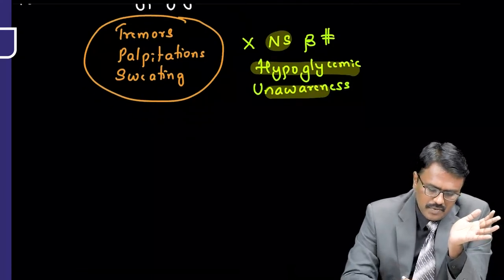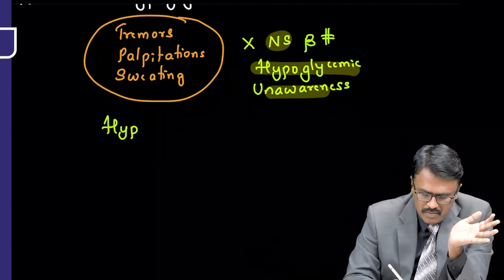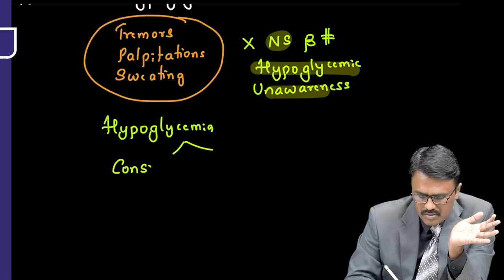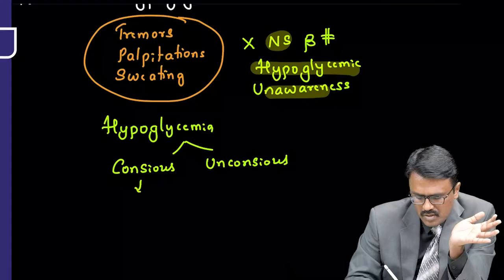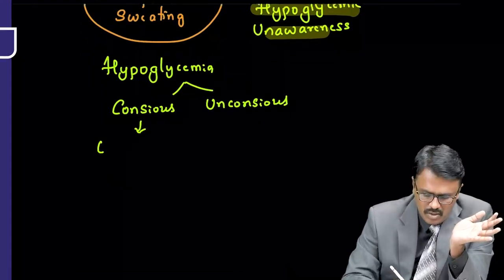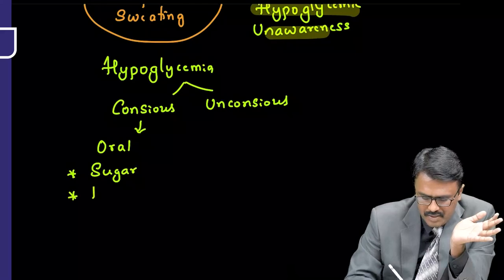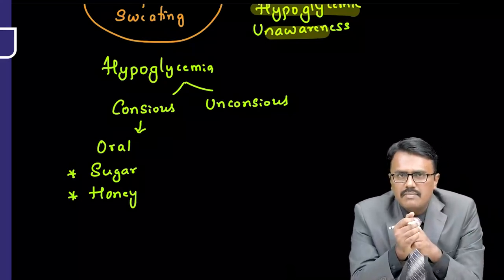Okay, let us continue. Suppose a patient has hypoglycemia, what is the treatment? It depends on whether the patient is conscious or unconscious. When the patient is conscious, obviously you can give oral. What you can give is chocolate, sugar, honey, candy, all those things. So the sugar items can be given.